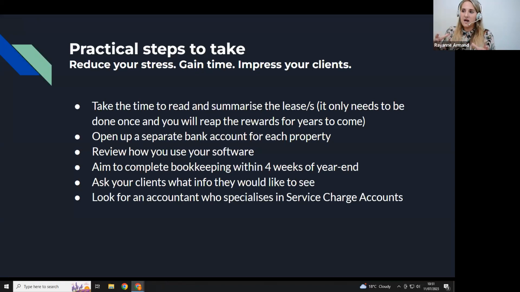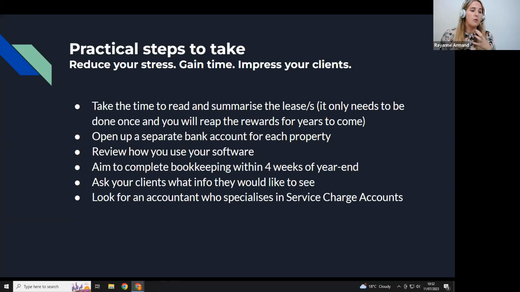Whereas a specialist team, we or other specialist service charge accountants, have a team who do this day in and day out, which means we're able to do things quicker. We've really nailed our processes around this, so that we can justify having more senior people focusing on this. And because we do it day in and day out, we know what to look out for, and it really does make a big difference.